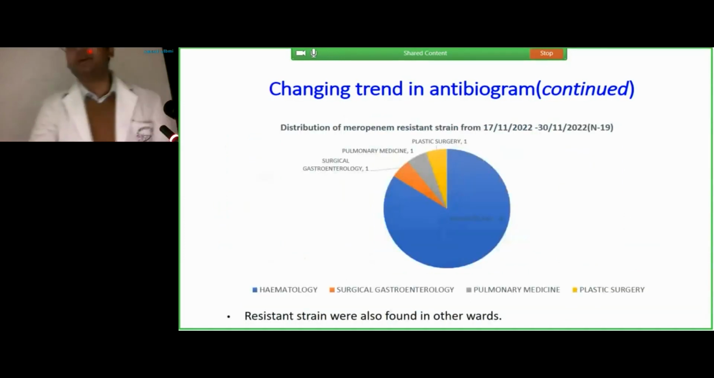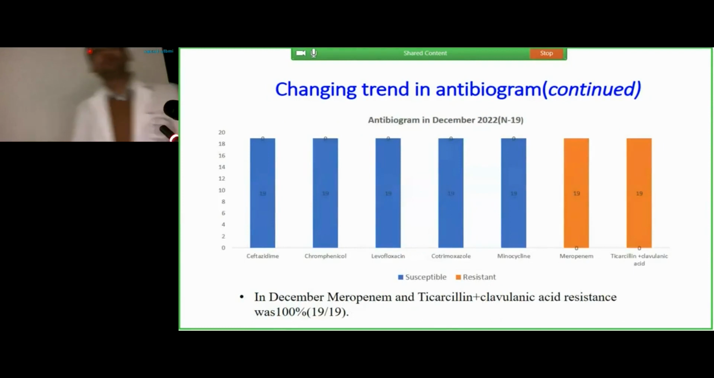Now for the next 15 days, the resistant strain isolates were also found in other wards. It rose from 3 wards to 6 wards. So the new wards were surgical gastro, pulmonary medicine, and plastic surgery, apart from the hematology ward. Now, this was for the month of November.